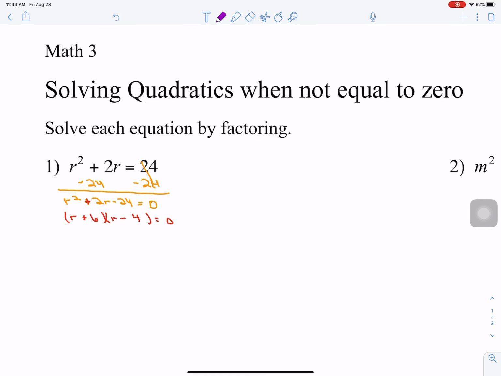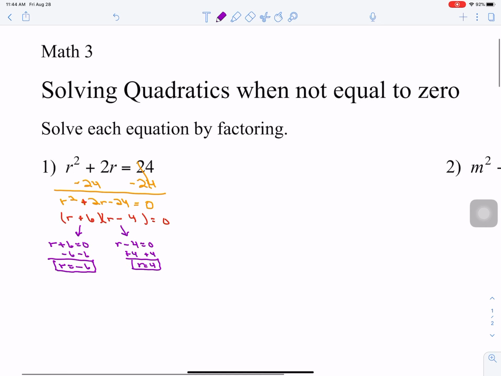So we're going to set each piece equal to 0. R plus 6 equals 0. R minus 4 equals 0. Subtract 6. Subtract 6. R equals negative 6. Add 4. Add 4. R is equal to 4. So not only do we have one answer for r, we have two answers for r.